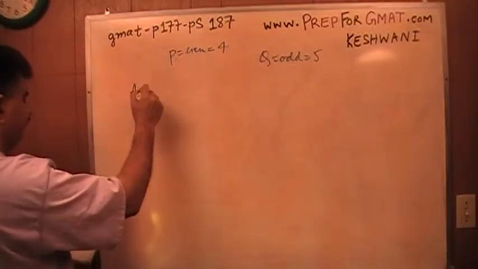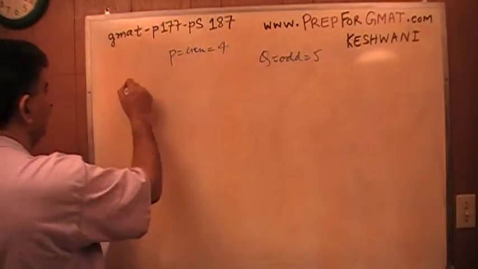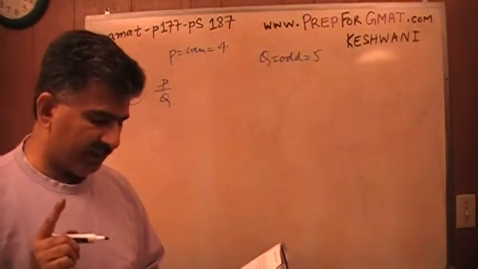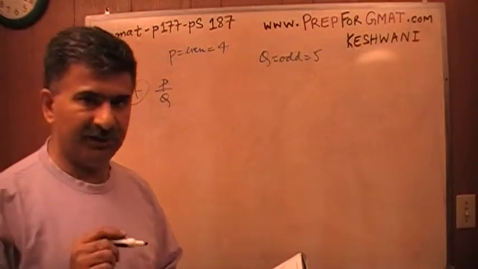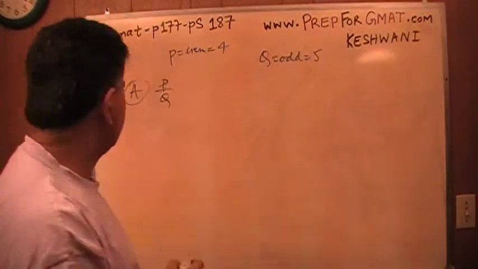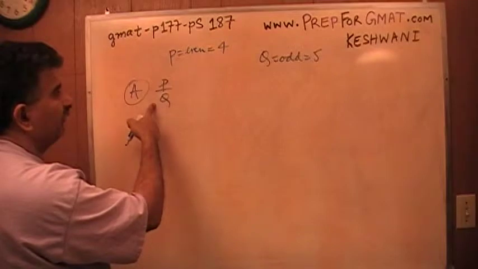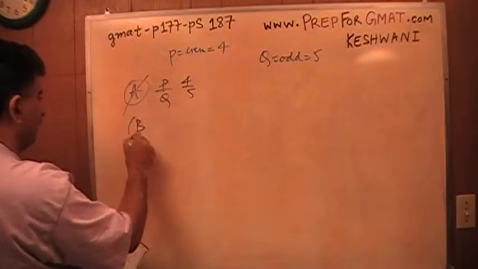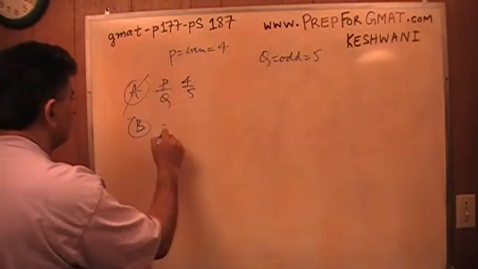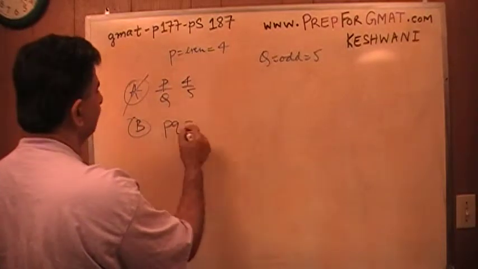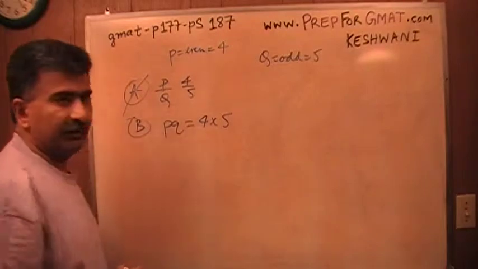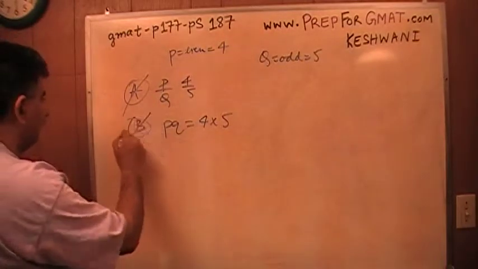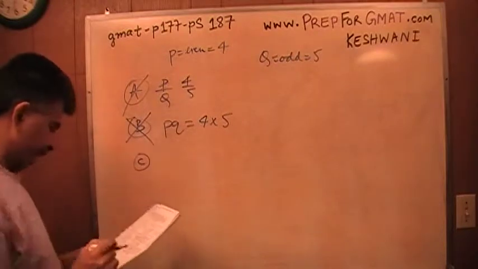Let's look at A. A tells me p over q. The question simply is, which of the following must be an odd integer? Must be an odd integer, not just an integer, but an odd integer. This is not even an integer. This is just 4 over 5. This doesn't work. P times q. Well, there you go. P times q is an integer, equal to 20, but it's not an odd integer. So that doesn't work.